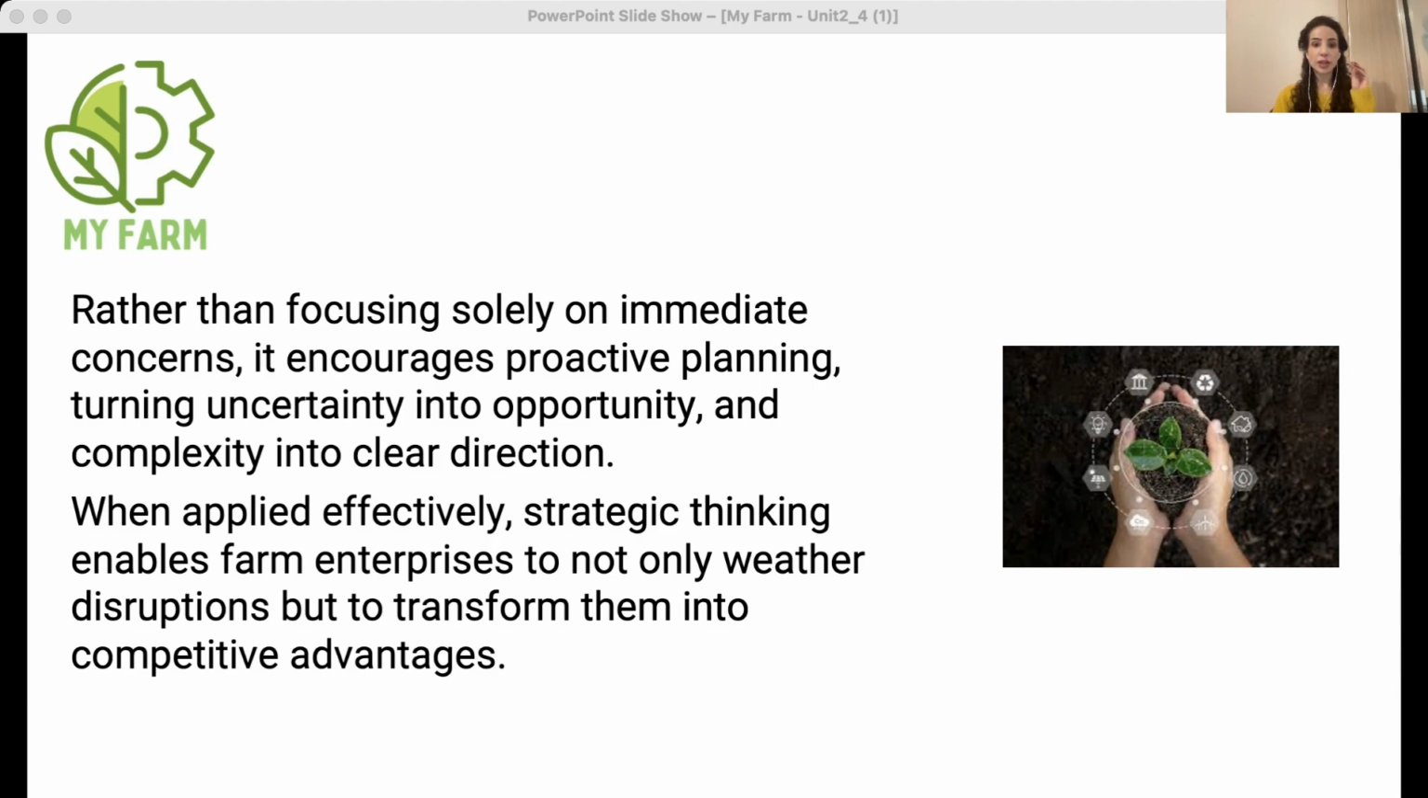Rather than concentrating only on immediate concerns, strategic thinking encourages a proactive approach. It helps farm enterprises to plan ahead, see uncertainty as something that can be managed, and bring clarity to complex situations. When applied effectively, strategic thinking allows farms not just to cope with disruptions, but to turn those disruptions into sources of competitive advantage.